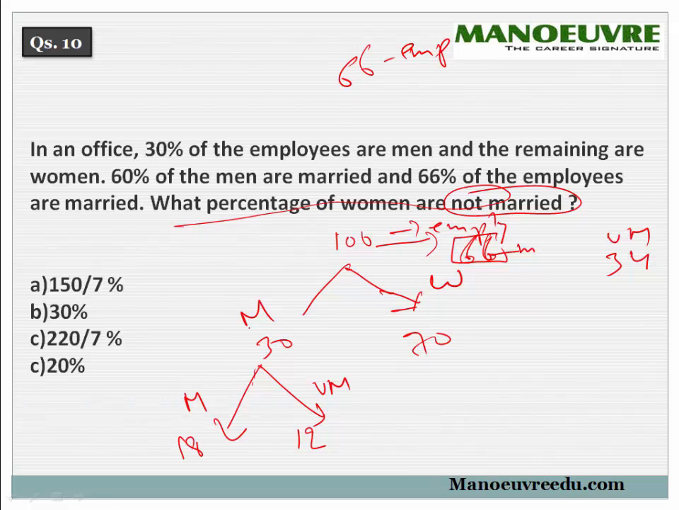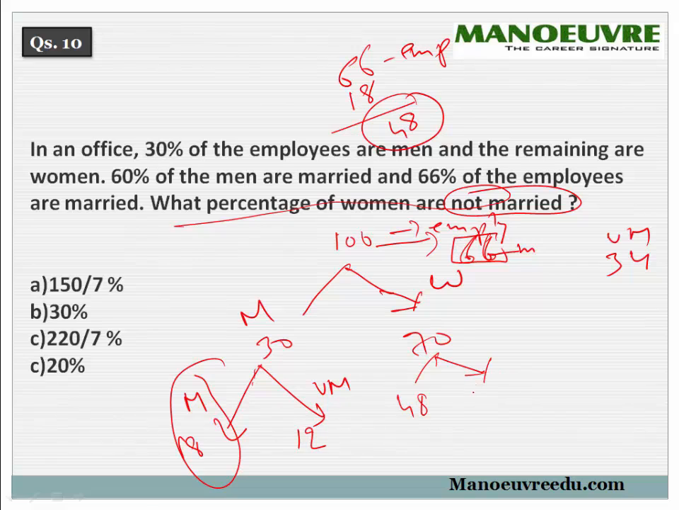Out of this, 18 men are married, no? So the remaining will be the women who are married. 66 minus 18 is 48 women who are married, and the women who are not married is 22.